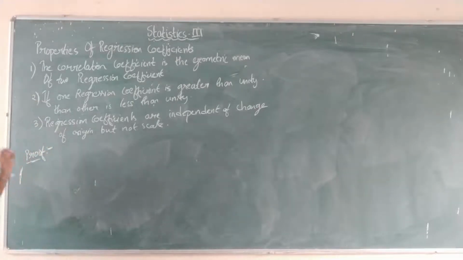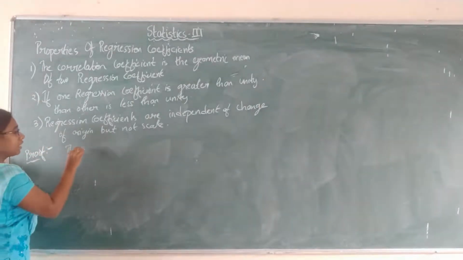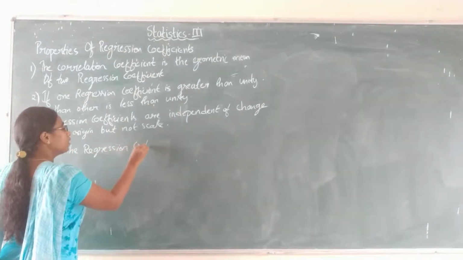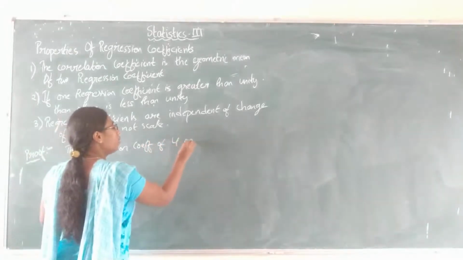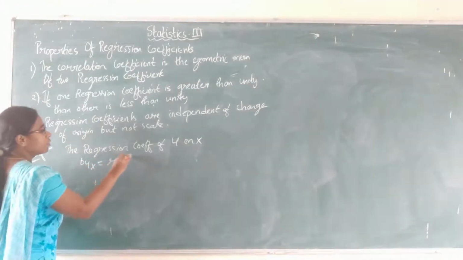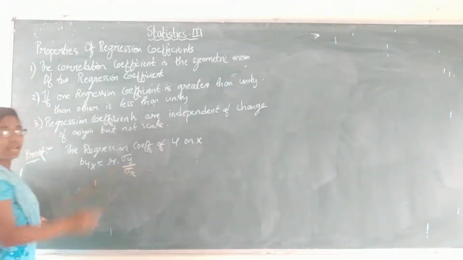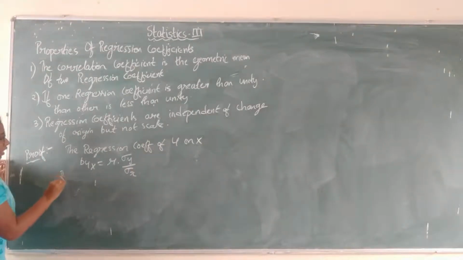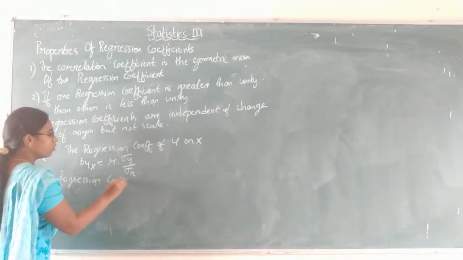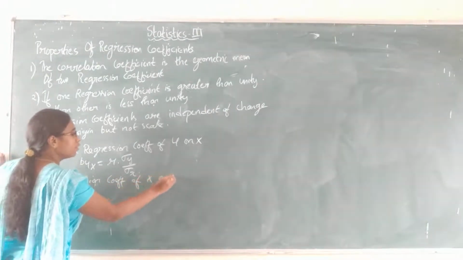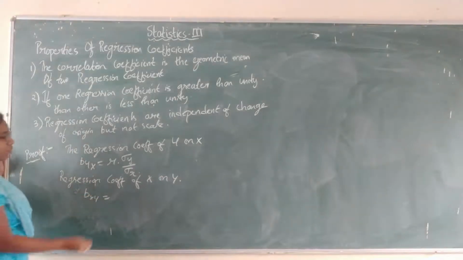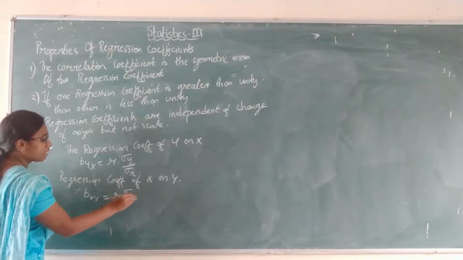So first write down the regression coefficients. First, the regression coefficient of y on x is given by Byx equals r into sigma y by sigma x. Similarly, write down the regression coefficient of x on y, which is denoted with Bxy. Bxy equals r into sigma x by sigma y.